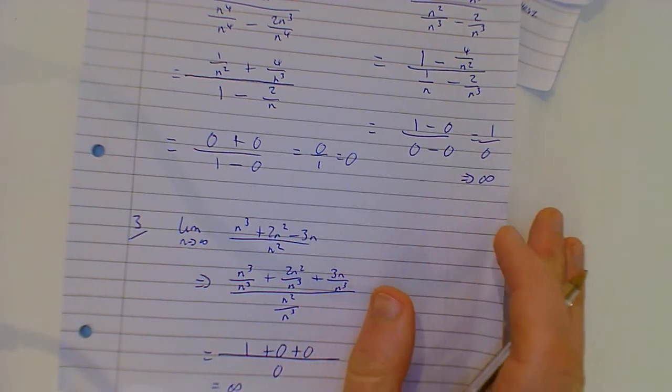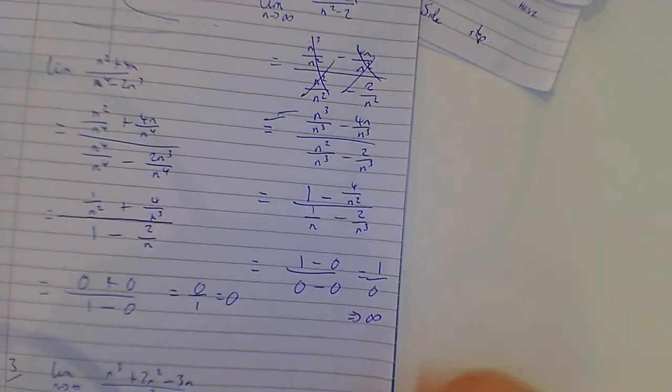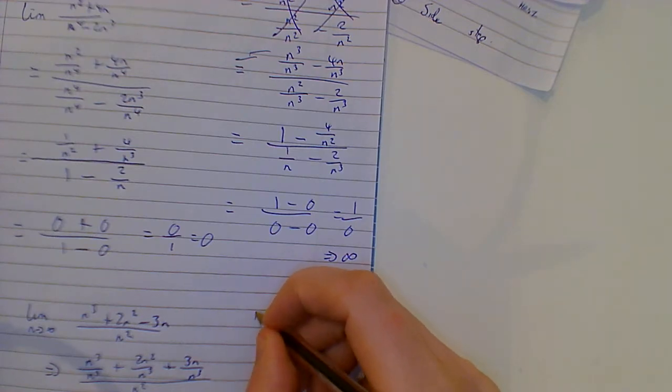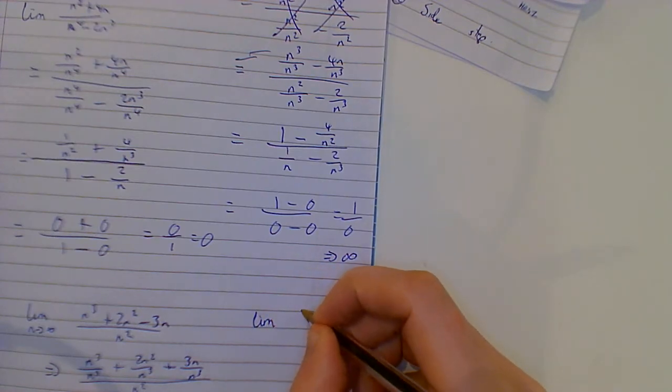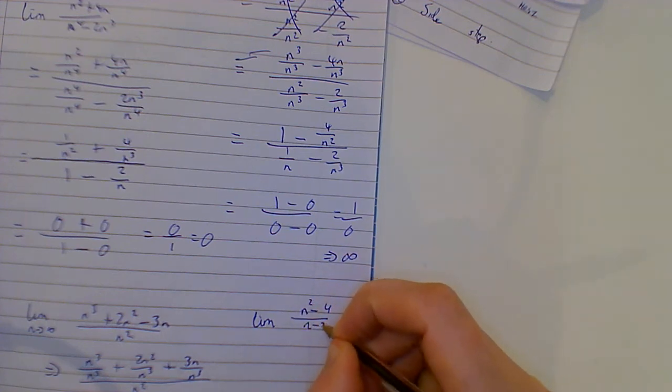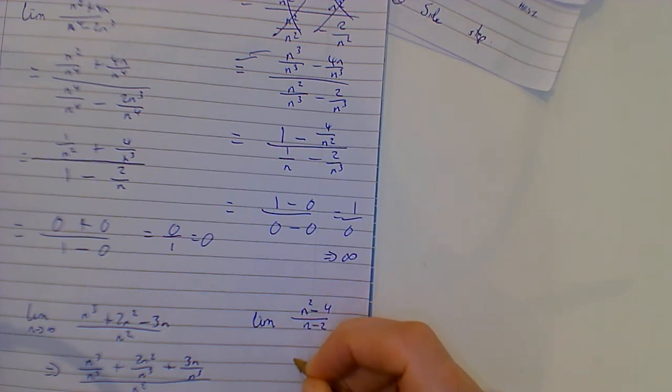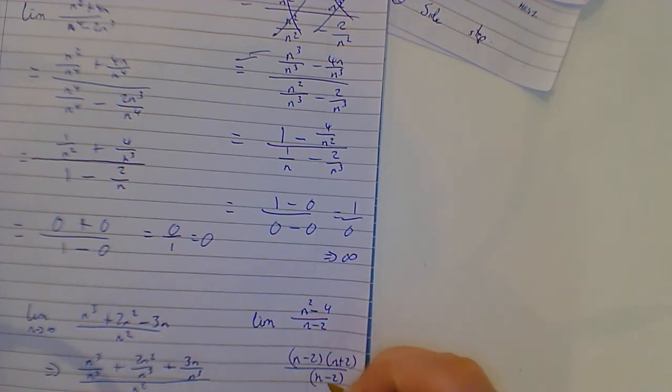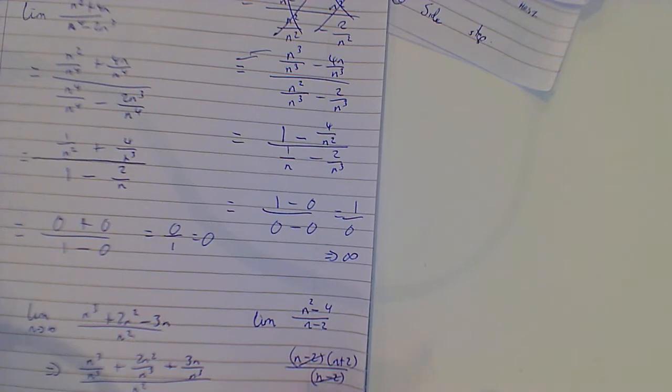Yeah, pretty straightforward. Now you will get the odd one, which they don't really have shown here in the book. So let's say I've got the limit of n minus n squared minus 4 over n minus 2. Well, that's the difference of two squares in the top. So n minus 2, n plus 2, all over n minus 2. And then that's going to be infinity. We could have done it either way, to be honest with you, with that one.